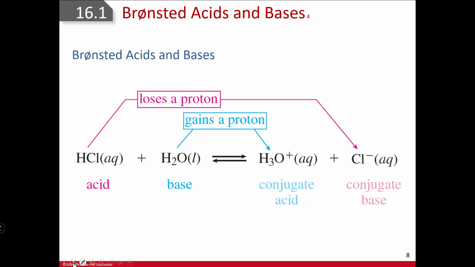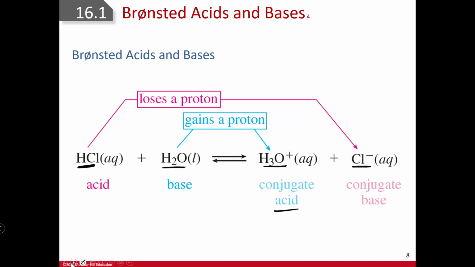And then they show us again what this looks like. What we've already drawn, which is here we have the acid. It loses a hydrogen ion. What we have left is the conjugate base. So hydrochloric acid loses a hydrogen ion, and the chloride ion becomes the conjugate base. The water accepts the hydrogen ion, becomes the hydronium ion, and that's the conjugate acid.